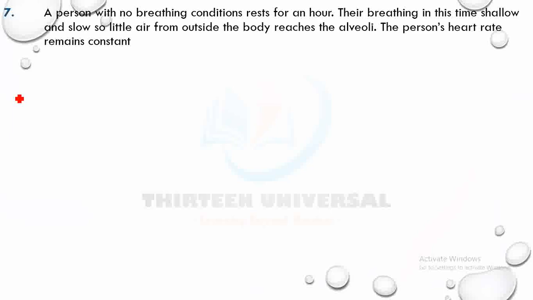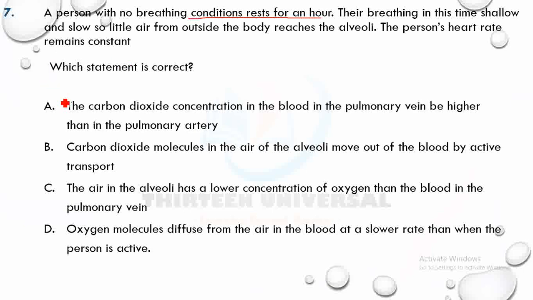Let's run, guys. A person with no breathing condition rests for an hour. The breathing in this time is shallow and slow, so little air from outside the body reaches the alveoli. The person's heart rate remains constant. Which statement is correct? Pause the video and try it quickly. The carbon dioxide concentration in the blood in the pulmonary vein will be higher than in the pulmonary artery.